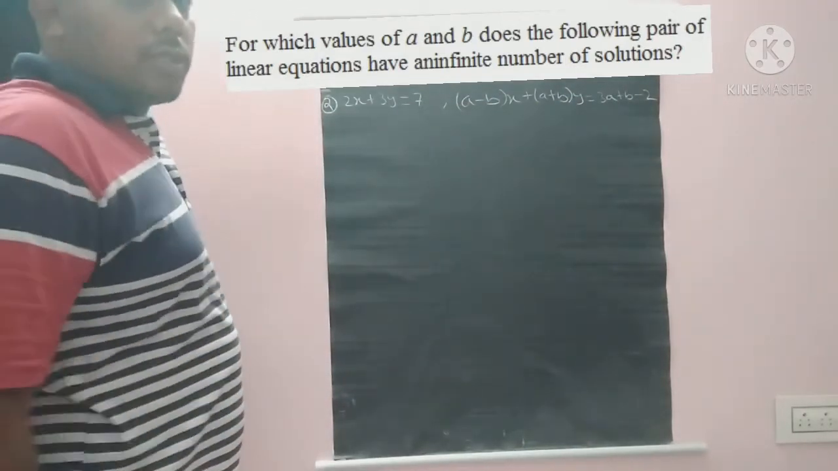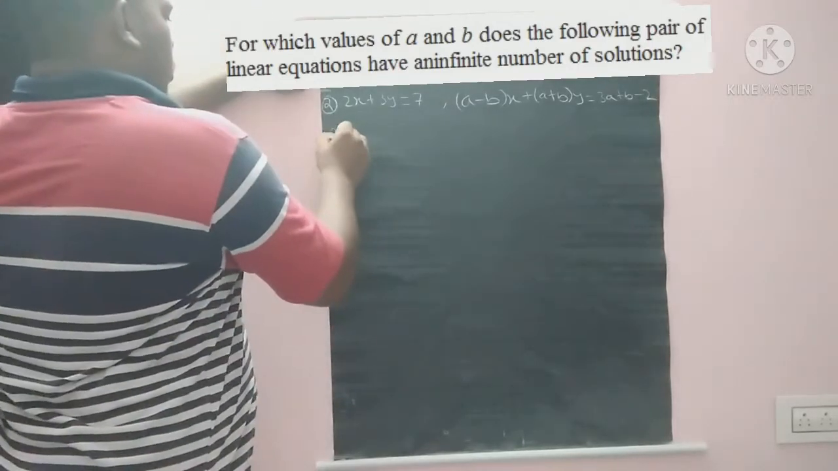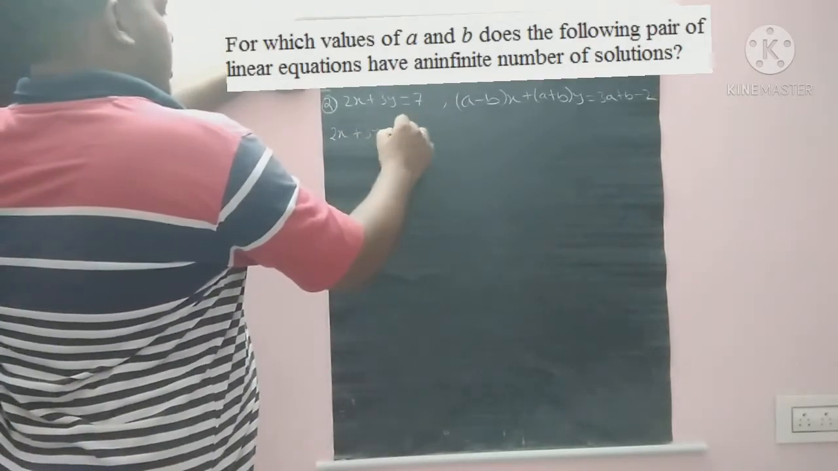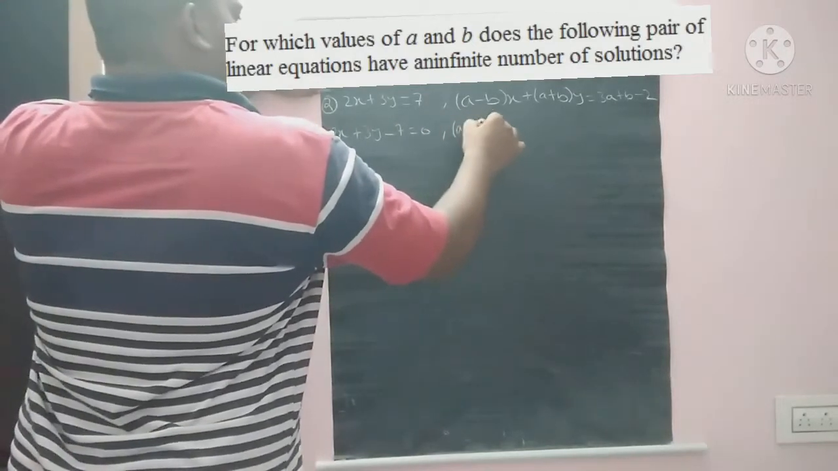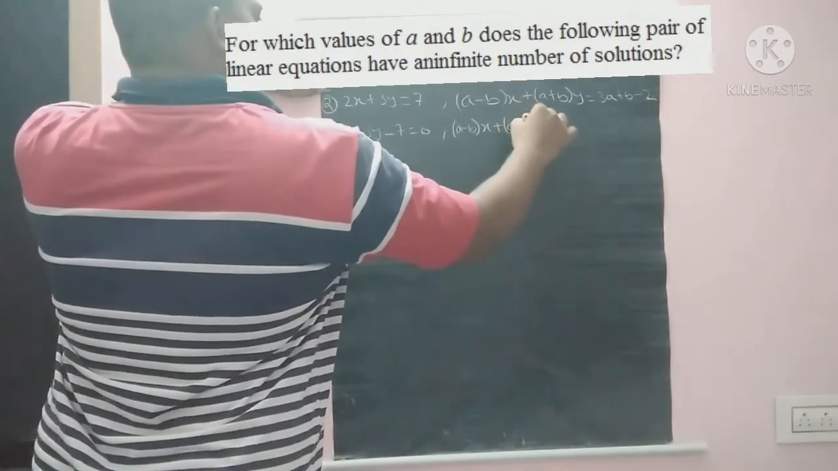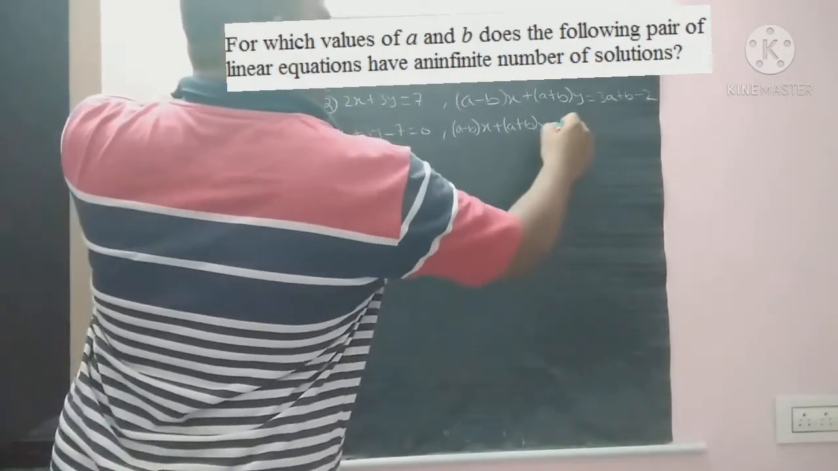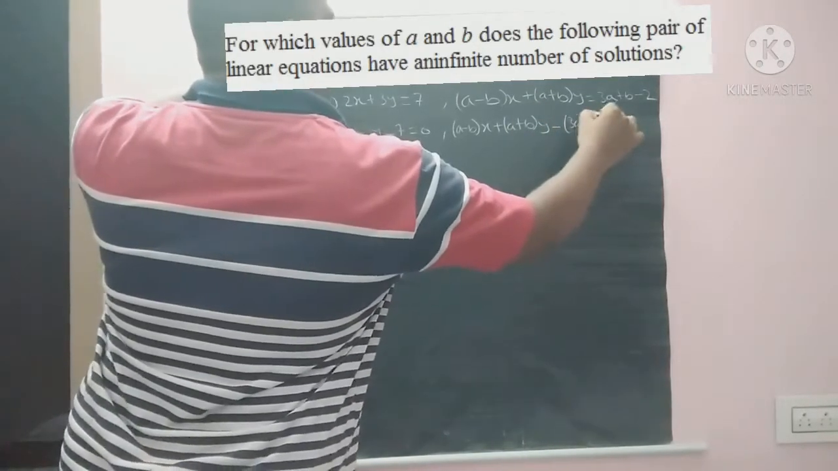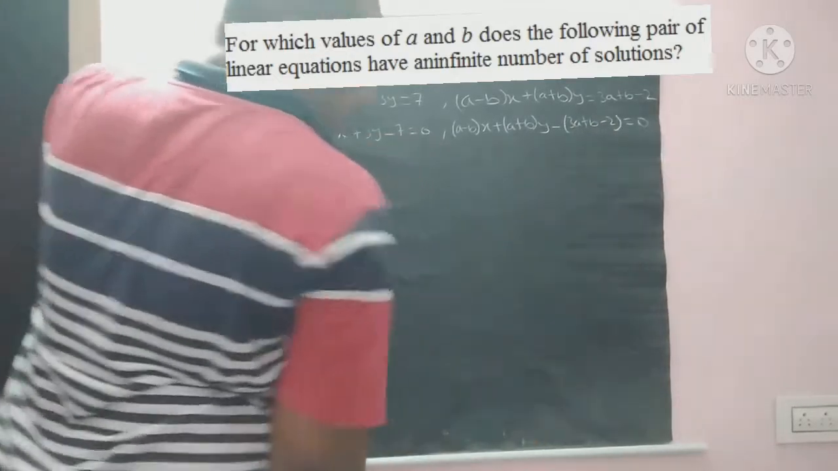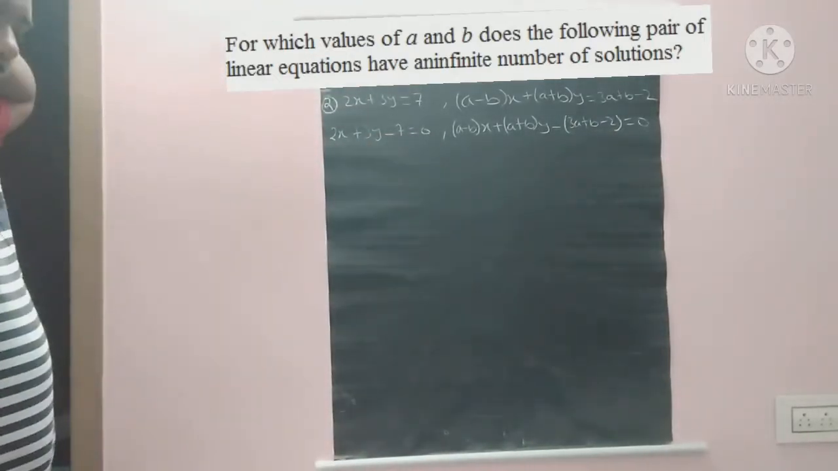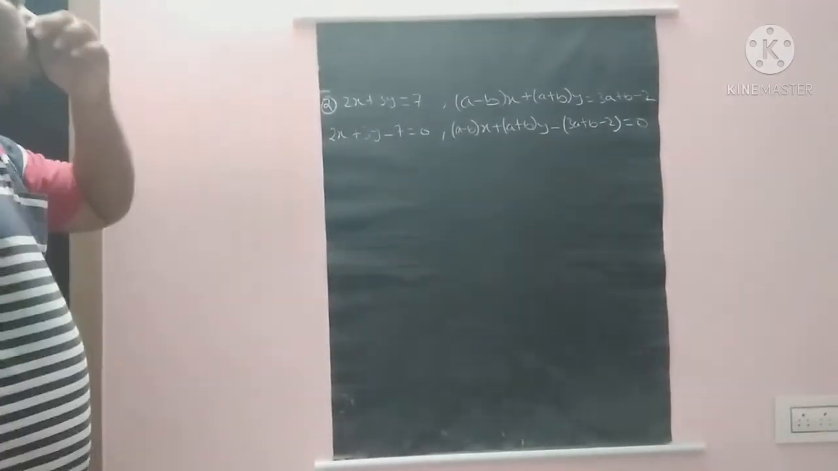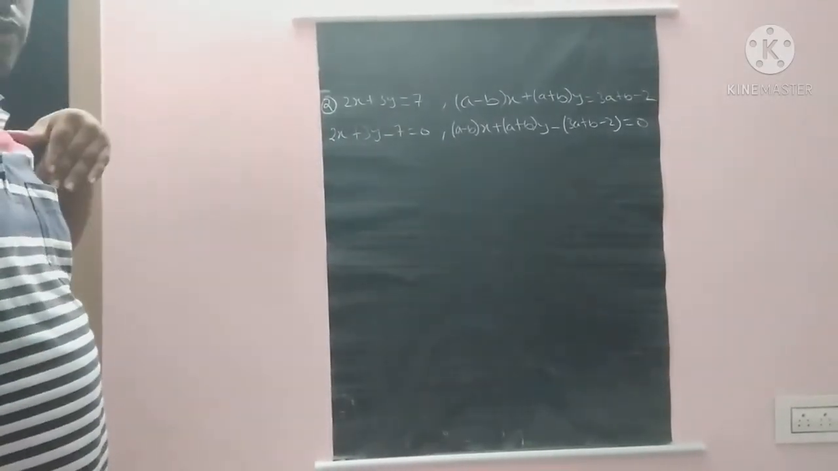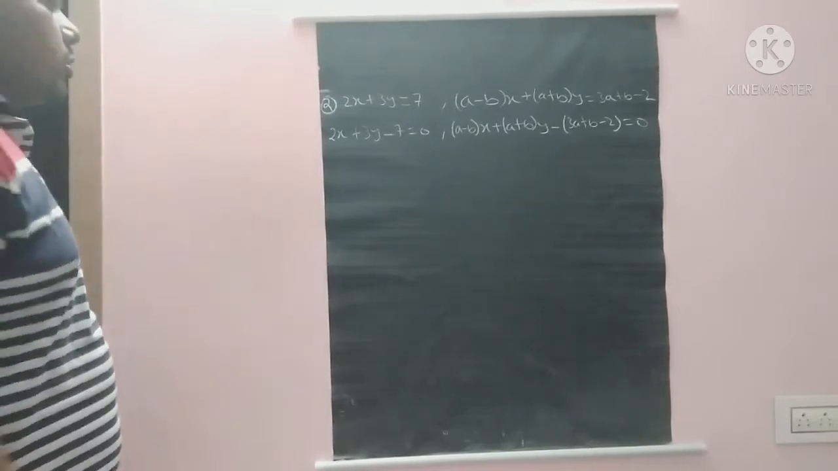So we need to convert them into standard form. So 2x plus 3y minus 7 is equals to 0. This will be (a minus b) into x plus (a plus b) into y minus of (3a plus b minus 2) equals to 0. Since they said that it has infinitely many solutions, the ratio of a1 by a2 should be equals to b1 by b2 is equals to c1 by c2.